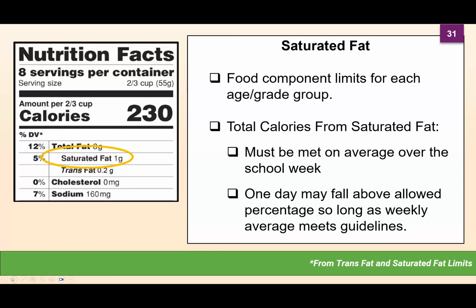Okay, so let's look at saturated fat. So again, we said it was 10% the calories for that age grade group. So you have to look at the calories for that age grade group. And the total calories from saturated fat must meet on an average over the school week, again, just like we did with the sodium and the calories. And again, one day might fall above the average as long as the weekly average meets the guidelines.